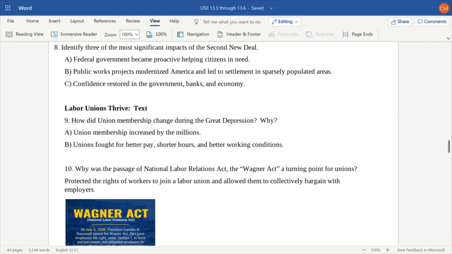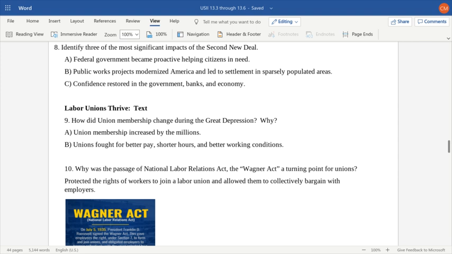Nine, how did union membership change during the Great Depression? During this period of time, union membership was expanding as more and more people were getting jobs in cities and in factories that were union jobs. Unions began to fight for better pay, shorter work hours, and better working conditions. They weren't always met with open arms and support from the business owners. Often they were looked down upon.